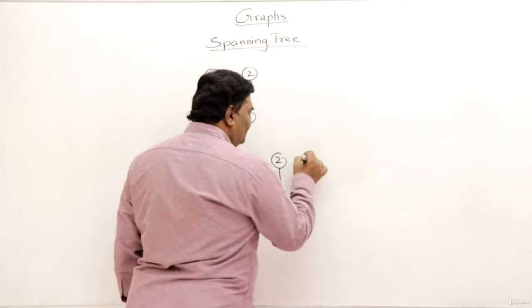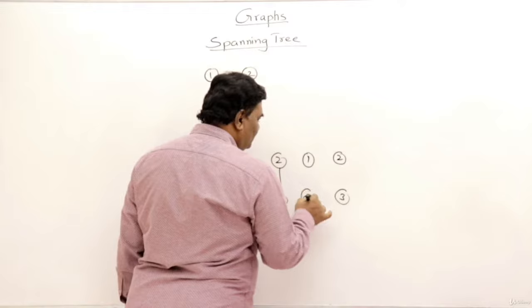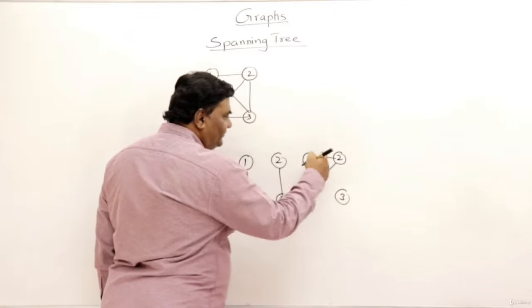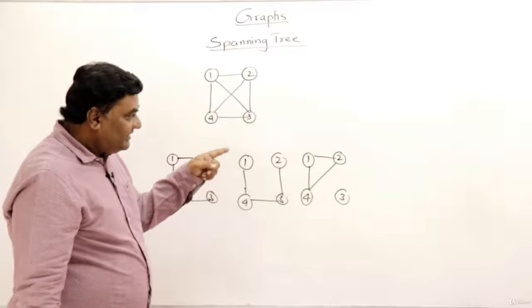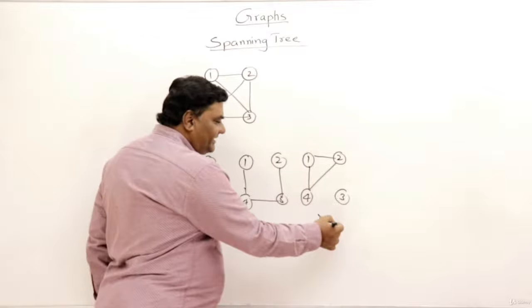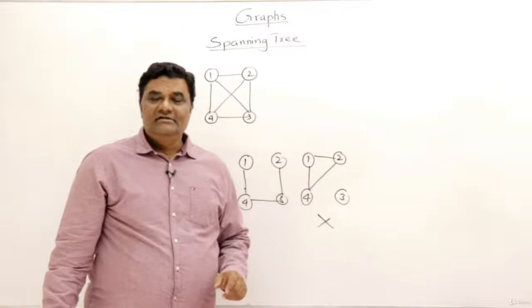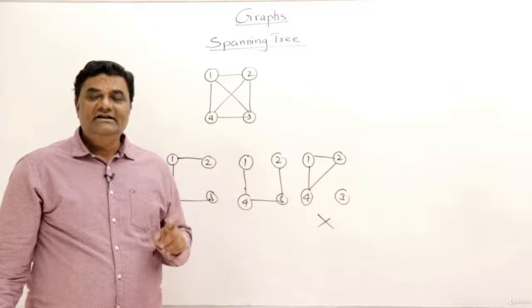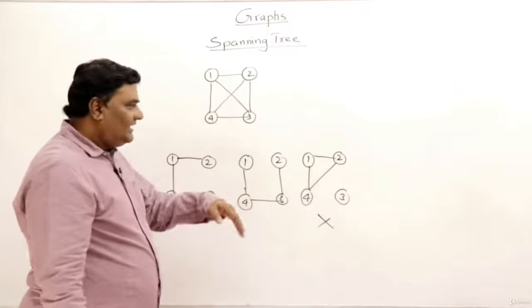I will draw one more. 4 vertices I have taken and 3 edges, yes, 1, 2, 3. Is it a spanning tree? No, it has a cycle. It's not a spanning tree. And you can see that there is a vertex 3 which is not connected. So it should be connected and it should not have any cycle. Then we say it's a spanning tree. This is not a spanning tree. Then I'll draw a few more.